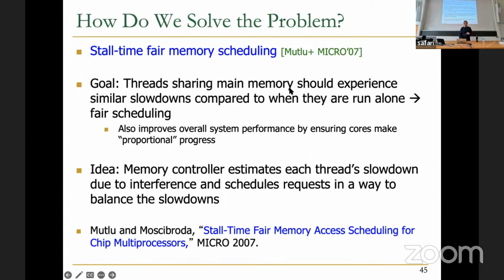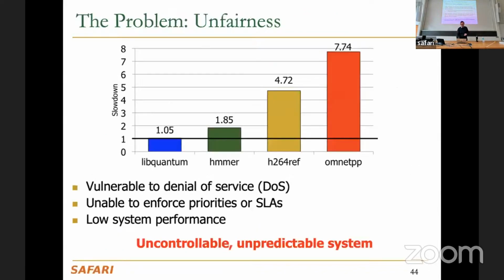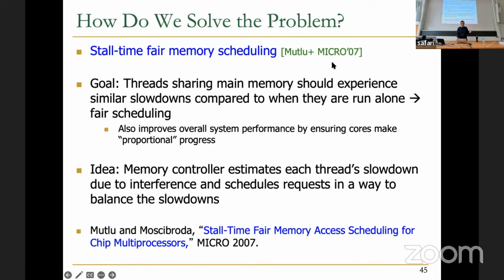When you have threads that are sharing main memory, a definition of fairness is to ensure that threads experience similar slowdowns compared to when they're run alone. Not an unreasonable definition. That's the idea. Each thread should experience similar slowdowns as opposed to these hugely disparate slowdowns. This is actually a nice definition, kind of, because it can also improve overall system performance by ensuring cores make proportional progress. Proportional in the sense that every thread is slowed down somewhat equally.